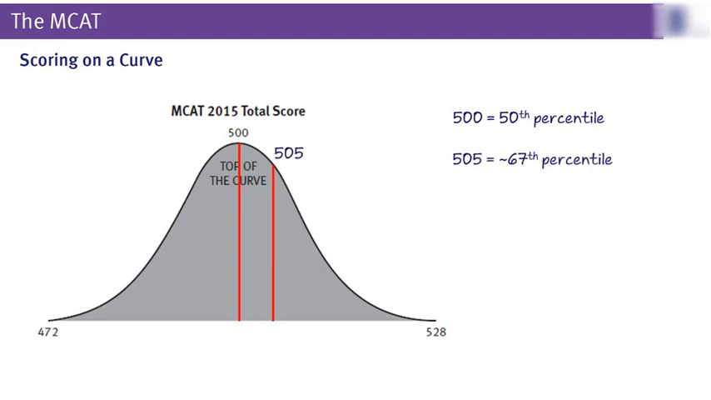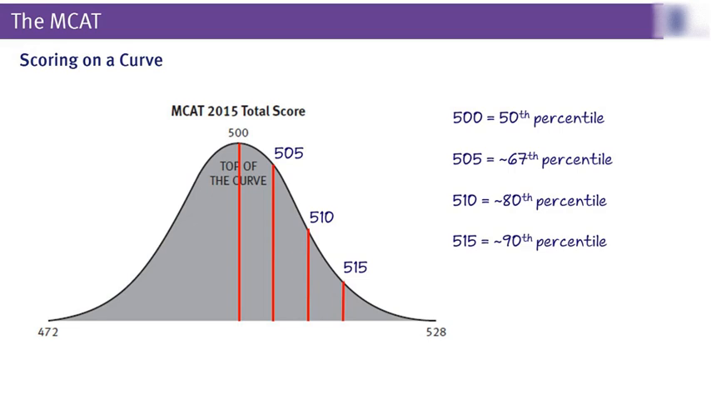about the 67th percentile, or you're in the top 1/3 of test takers if you get a 505. A 510 is about the 80th percentile, or you're in the top 20% of test takers, and a 515 is about the 90th percentile, or all the way up in the top 10% of test takers. Now, interestingly, there's still a lot of numbers in between 515 and 528. There's a lot of room at the top, if you will.